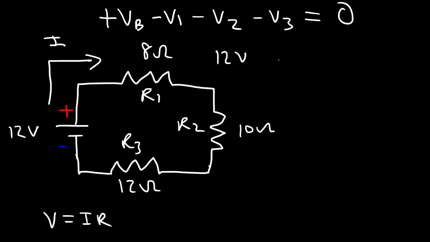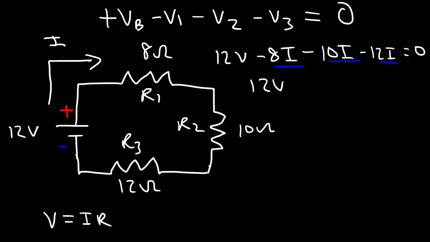So V1 is going to be I times R1. And R1 is 8 ohms. So we can say that V1 is 8 times I. V2 is I times R2, or I times 10. So that's going to be 10 times I. V3 is going to be 12 times the current that flows through it, which is I. So now we can add these like terms. Negative 8 minus 10, that's negative 18, minus 12, that's negative 30. So this is going to be negative 30I.